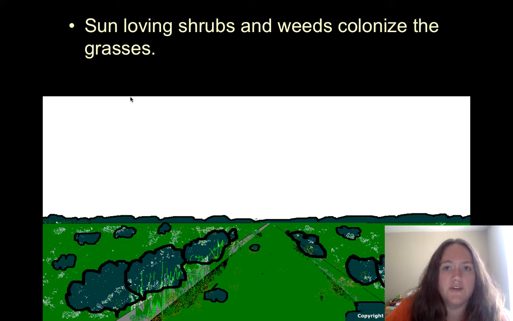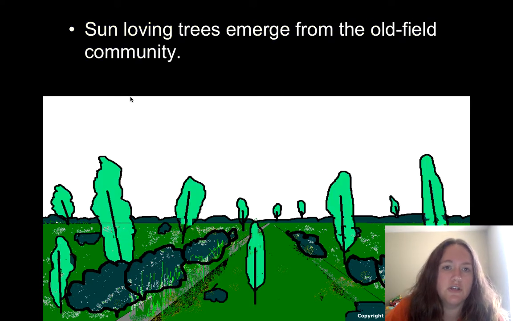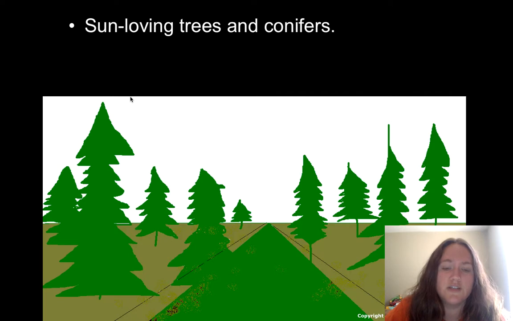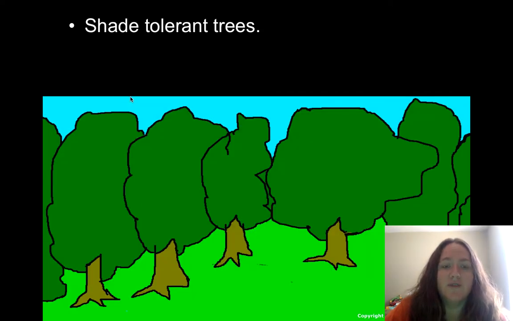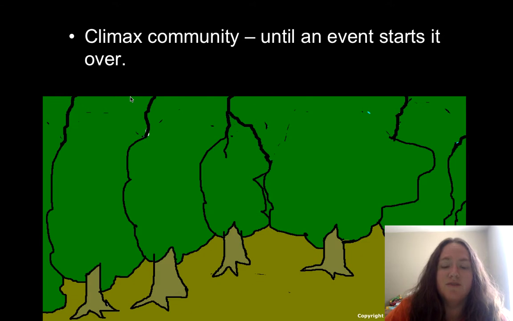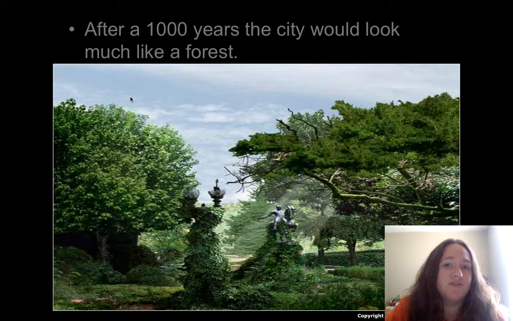Now you start to have sun-loving shrubs and weeds and bushes and small things like that. Eventually you will get small trees. Then we'll start to get larger trees as we continue on. And we'll finally start to have shade tolerant trees, or trees that can grow in the shade. And our climax community, the final community, is the nice forest with big trees and stuff like that. After about 1,000 years, the city is going to look pretty much like a forest. You will still see some things that people put in there, but most of it will be decomposed and go back to what a natural forest system would look like.